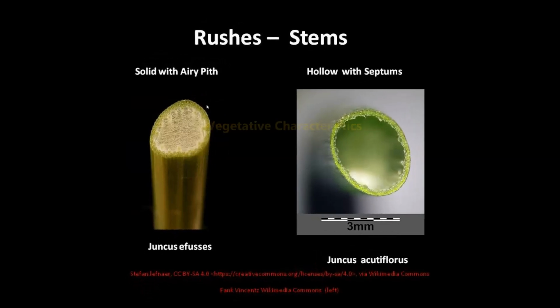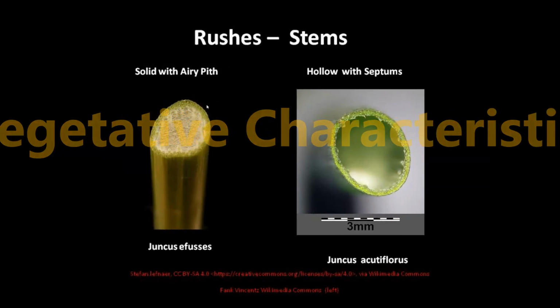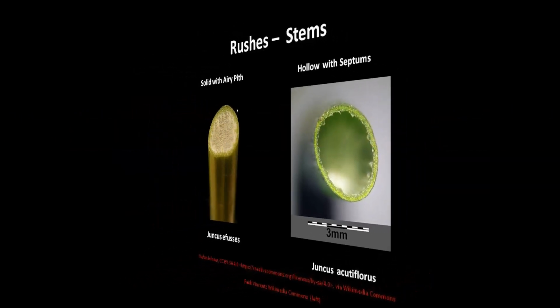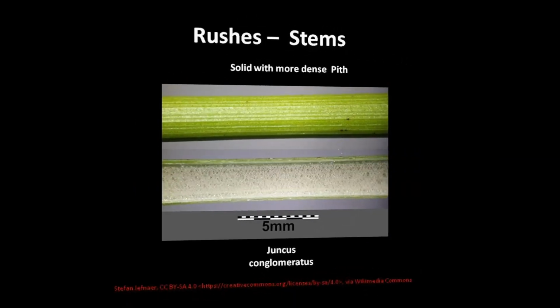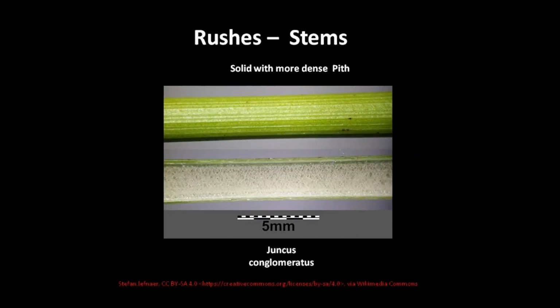As can be seen, the stems of rushes can either be solid with an airy pith, or they can be hollow with septums along its length. Here we can see the ridged stem and much denser pith in Juncus conglomeratus, which was used to make wicks for rush candles.